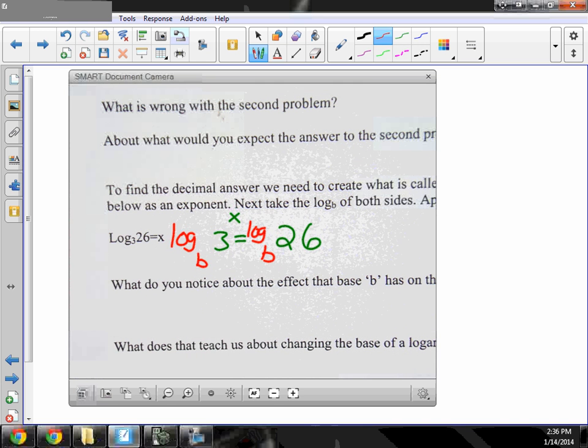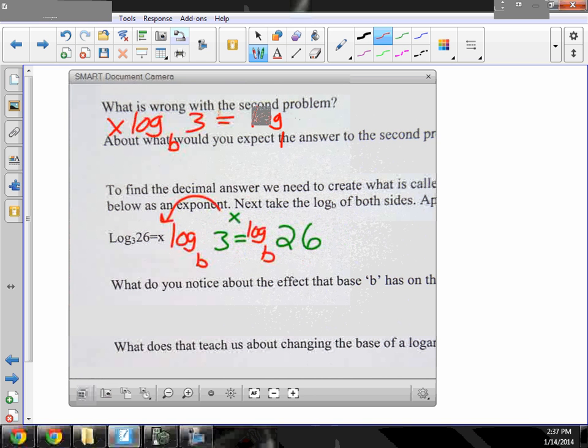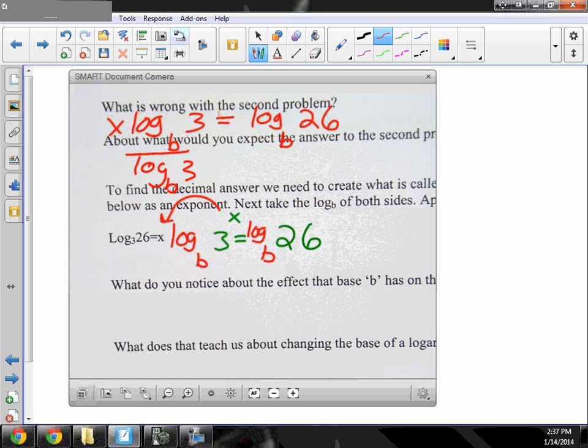Now it's still true, it's still equal, and does the power rule apply to this problem? Yeah, I can pull down the x. So if I grab this x and pull it down, I now have x log base b of 3 equals log base b of 26. Can I solve for x? Well, what's holding the x and the log together? Multiplication, so I just divide. And x is log base b of 26 divided by log base b of 3.